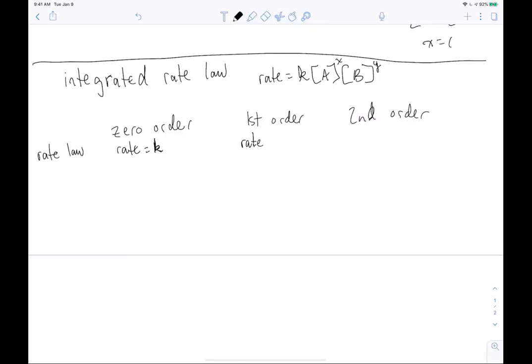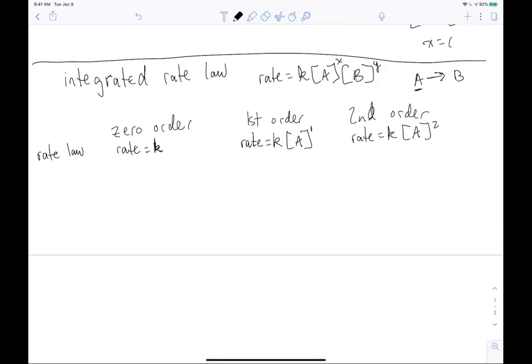For a first order reaction, the rate is going to be equal to K times one of the reactants raised to the first power. And then for a second order reaction, let's just say it's some simple reaction, A going to B, the rate is just going to be equal to K times the square of the reactant.